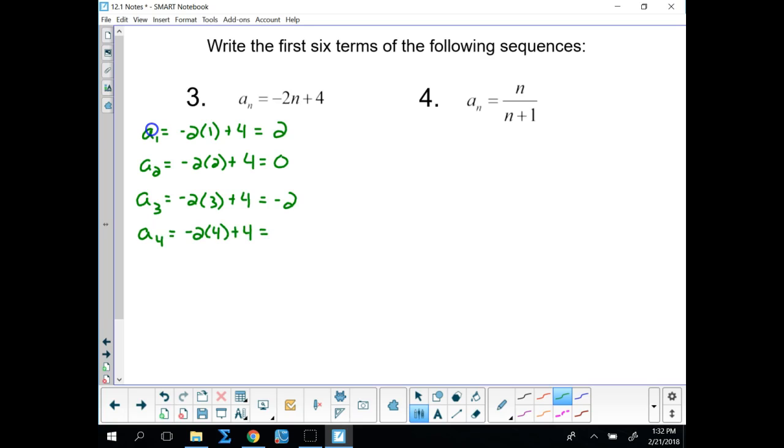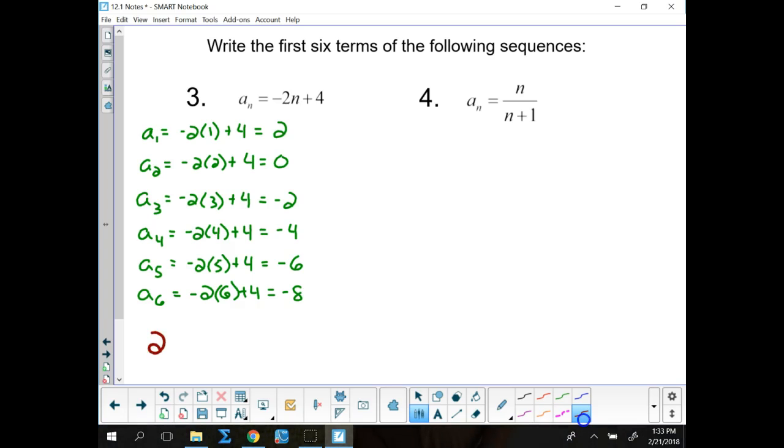Negative 8 plus 4 is in fact negative 4. Next one should be negative 6. Negative 2 times 5 is negative 10, plus 4 is negative 6. And lastly, this last one should be negative 8. Oops, I'm getting ahead of myself here. That should be a 6 in there. Plus 4 gets me negative 8. So my sequence is 2, 0, -2, -4, -6, and -8.